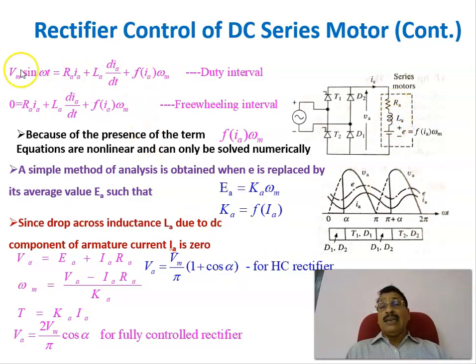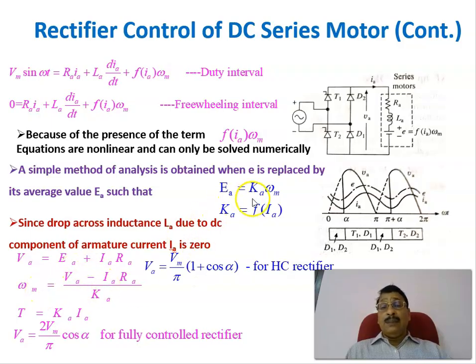Then this equation can be written as the average value of the voltage across the armature, VA, equal to the average back EMF EA plus IA into RA, where the average value of the voltage is given by Vm by pi into 1 plus cos alpha if it is a half controlled rectifier. If it is a fully controlled rectifier, it will be 2 Vm by pi cos alpha. This is the equation relating the voltages.